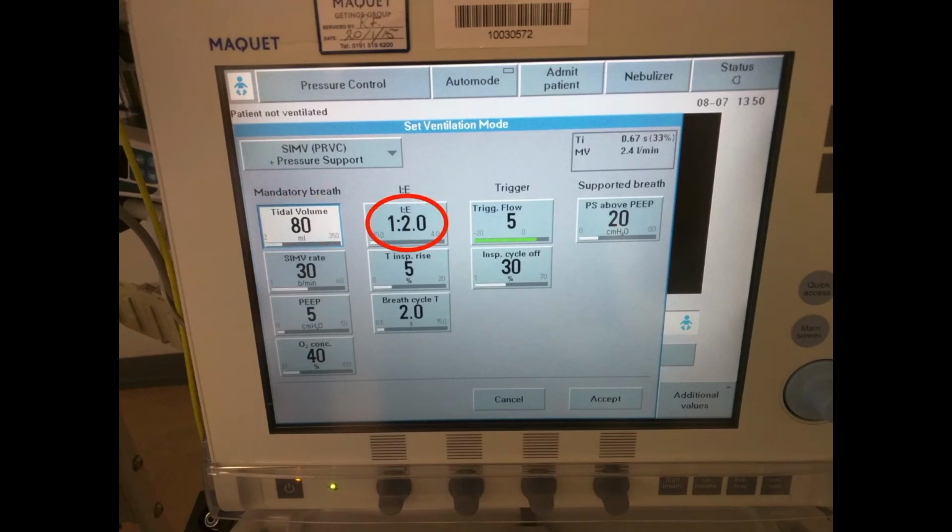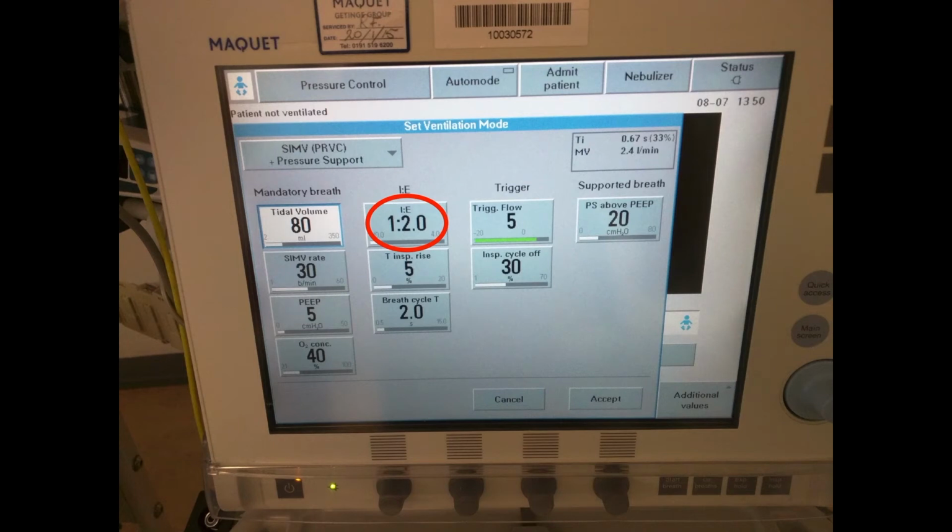So the next thing you want to set is the I:E ratio. On the ventilator, this defaults to 1 to 2. And like I said, the inspiratory and expiratory time will increase as the patient gets older, but the I:E ratio generally stays the same at 1 to 2. So I would recommend for most patients, don't adjust the I:E ratio, leave it at 1 to 2.